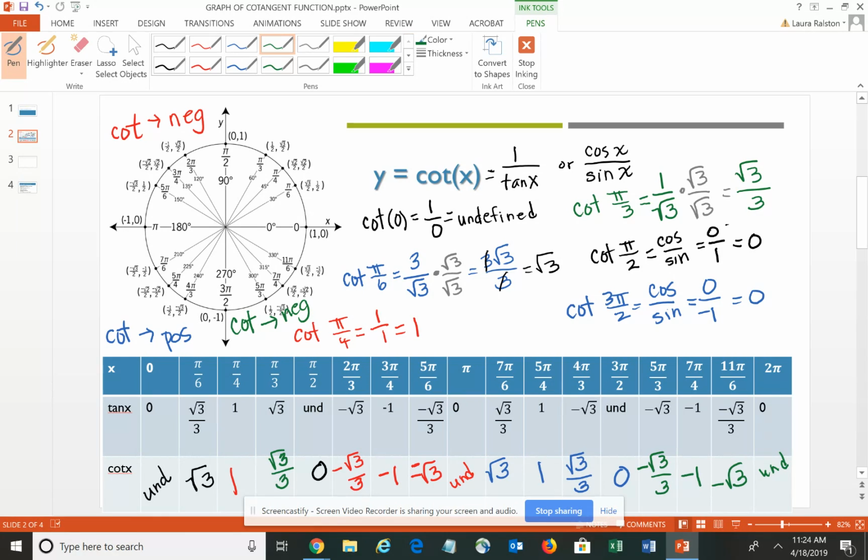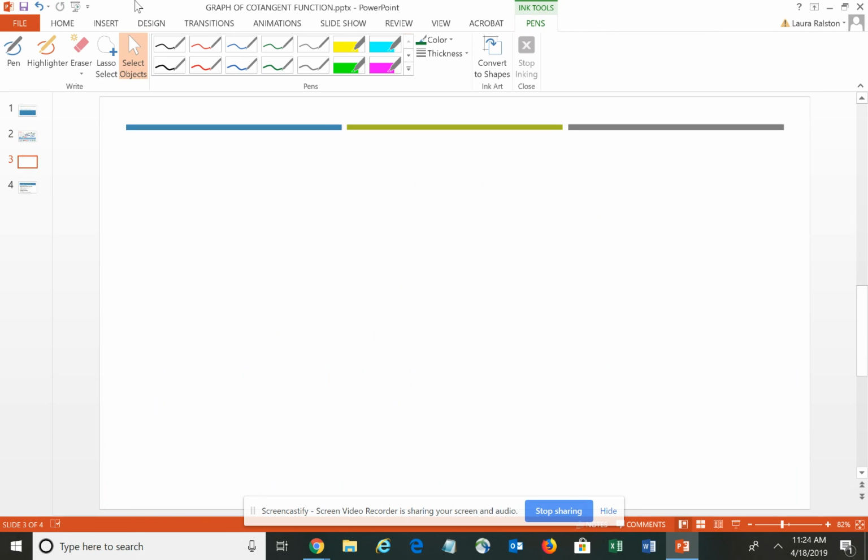And here again, remember, you're going to have asymptotes wherever you have it undefined. So let's see if we can take a look at the graph of cotangent, again being the reciprocal of tangent. Let me draw the axes here.